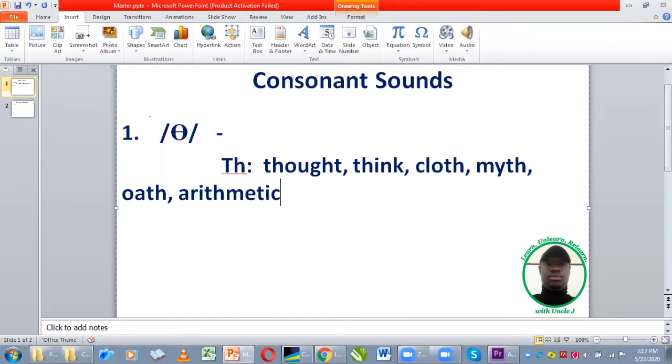However, there is a word with the letters TH, but it has the sound T. And this is the word. This is pronounced time, not fine.